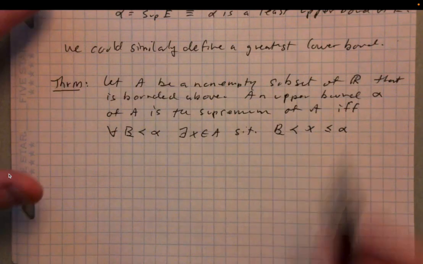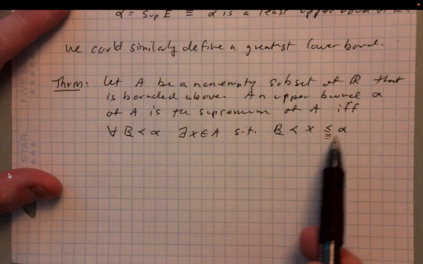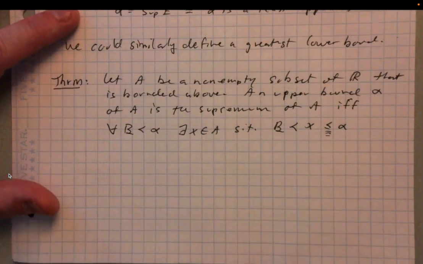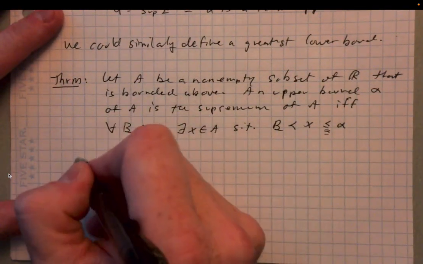Notice here specifically the inequality on the upper side. So X could be equal to alpha. You can think of it like this. Here's my set.